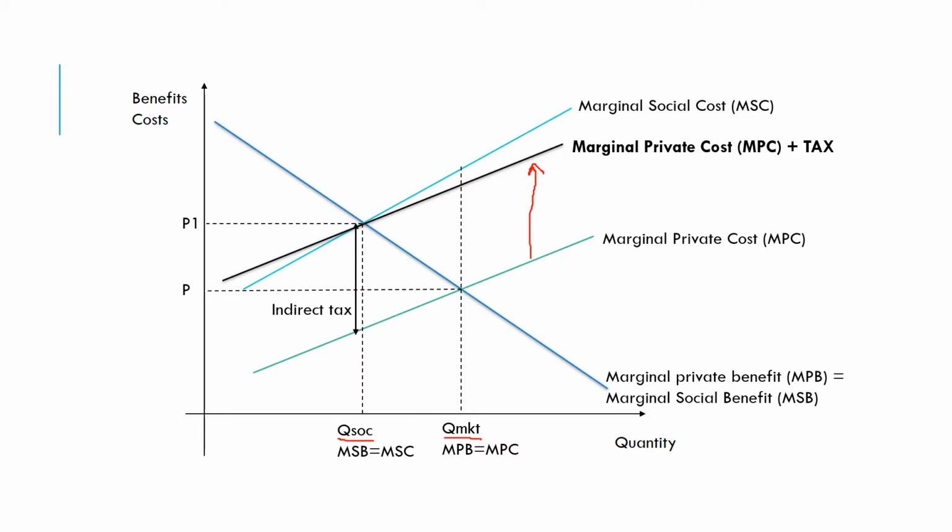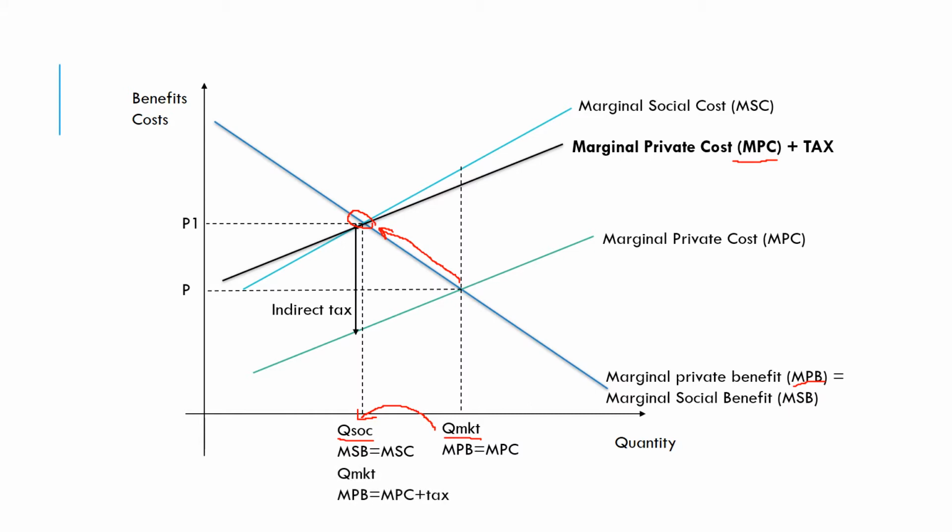And so what we can see now when we do our analysis is actually when we look at where the private benefit equals the new private cost, that point occurs here. So the free market, the market output position has moved from there to there. And so what does this mean? This means that the quantity that will be produced in the free market is now going to be the same as the quantity that is desirable from society's perspective.